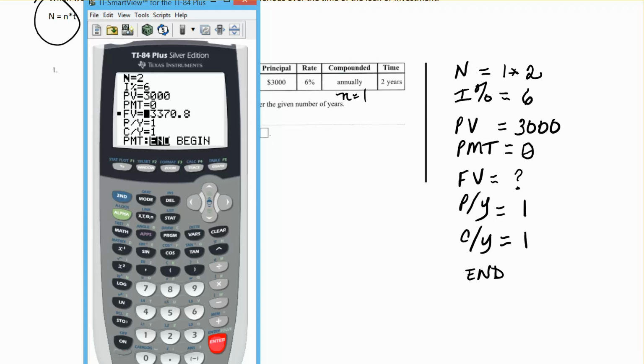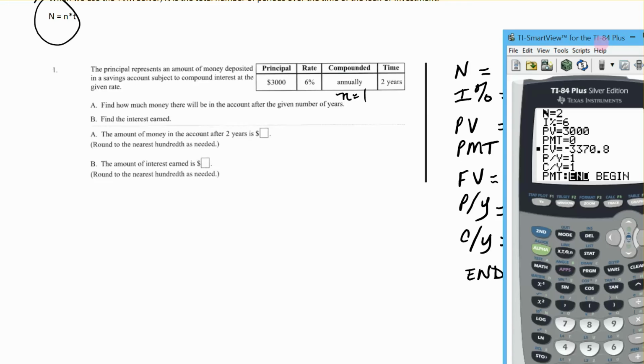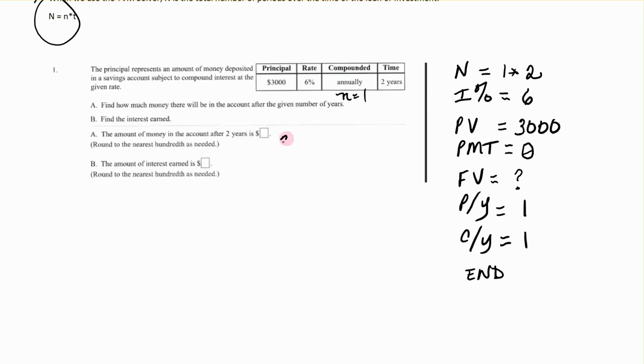Go to the item you're getting it to solve for. You fill in everything you know. Leave blank the one you don't know that you're solving for. Put your cursor there. Then do alpha, enter, and it comes up. Now, it comes up negative. This software is designed like financial software where things are checks and balances, positives and negatives. You're just going to have to learn to ignore that negative sign. Your answer, how much money will there be, is $3,370.80.